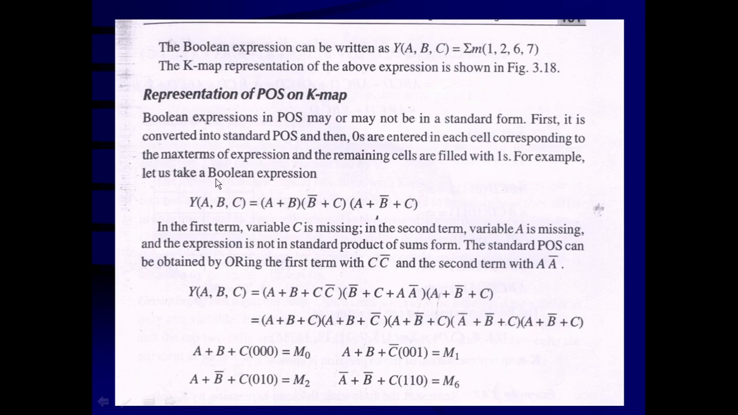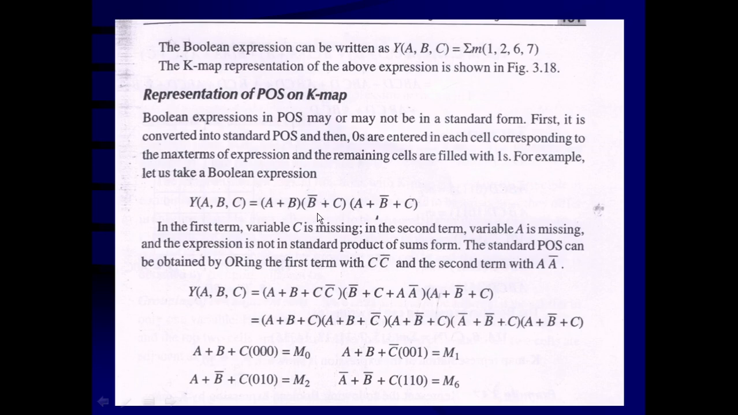For example, let us take the Boolean expression y is a function of ABC. That means it is a function of 3 variables. So the first fundamental sum is equal to A plus B. The second fundamental sum is B bar plus C. And the third fundamental sum is A plus B bar plus C bar. In the first term, the variable C is missing. In the second term, variable A is missing. So this is not a standard product of sums form.